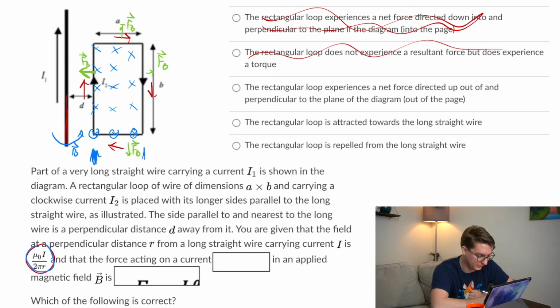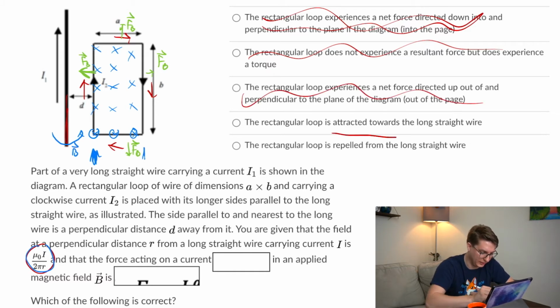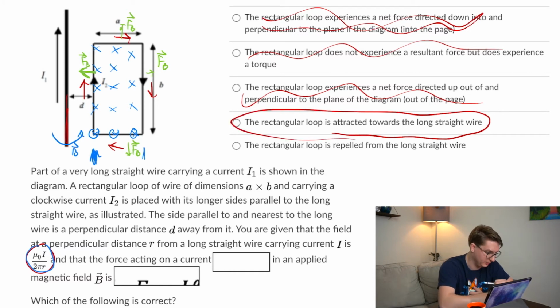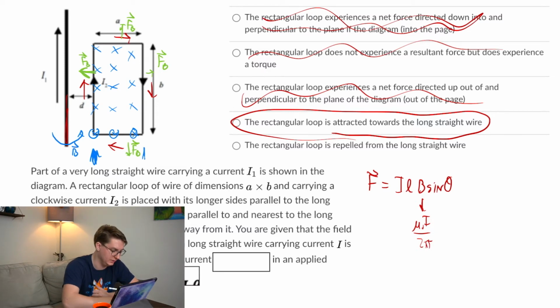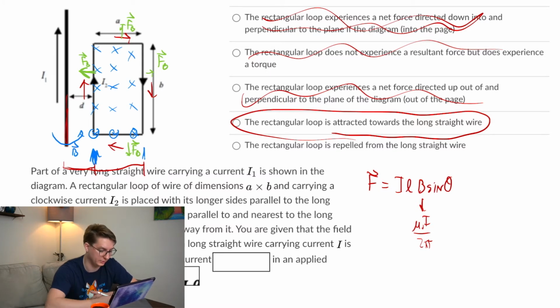The rectangular loop experiences a net force directed up out of and perpendicular to the plane. That doesn't seem right. It's going to be attracted to the long straight wire because the force on the left is going to be stronger than the one on the right. Again, it has to do with this 1 over 2 pi r. If you computed the force, which looks like I L B sine theta, we calculated this portion, it goes mu naught I over 2 pi r. This r term is going to be different from here and from here. So it's going to be a lot larger number all the way on the right, and a smaller force. Okay, that's essentially what's going on in that problem.